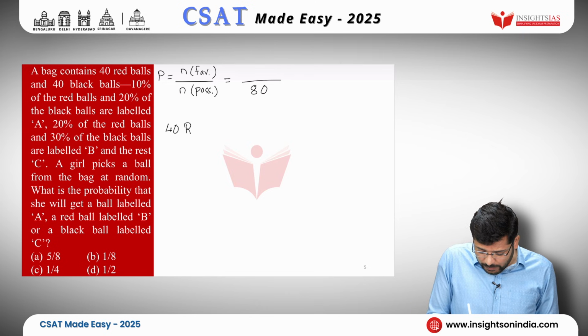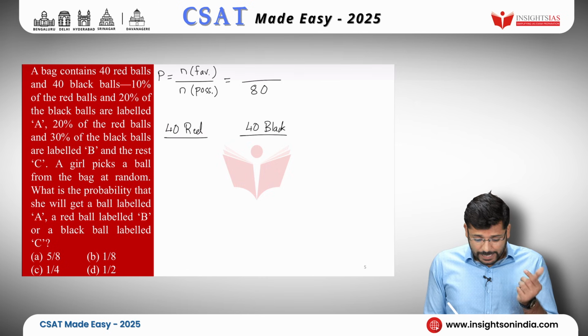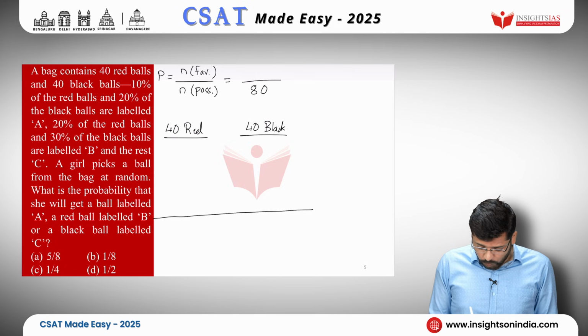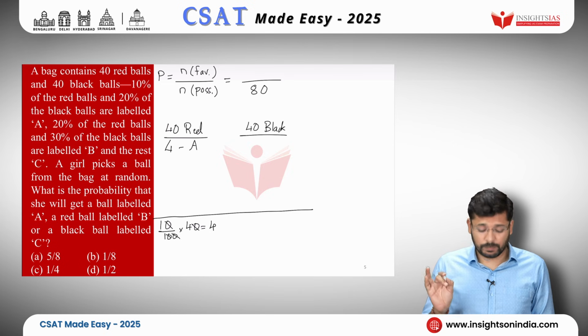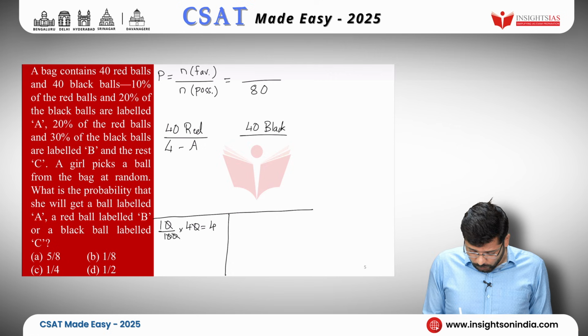We have 40 red balls and 40 black balls. And how many of them are labeled A, labeled B and C? 10% of the red balls. What is 10% of 40? We know that 10% is 10 by 100 of 40. That would be 0 cancel, second 0 cancel. We have 4. So 4 of the red balls are labeled A. Then 20% of the black balls are also labeled A. What is 20% of 40? That would be 20 by 100 into 40. 0 cancel, another 0 cancel. So 2 into 4, that would be 8. So 8 black balls are labeled A.